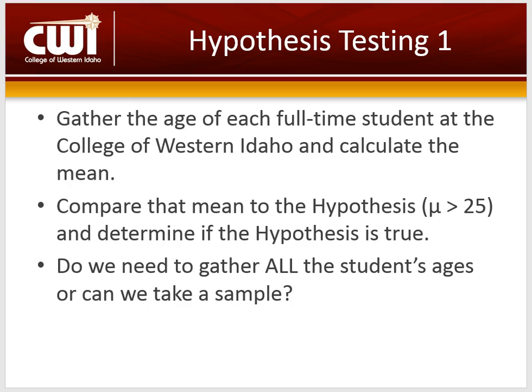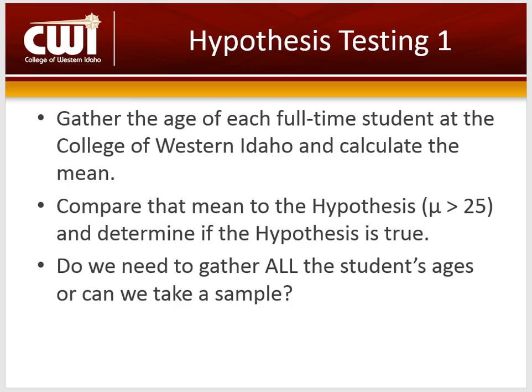We could confirm or refute the statement by gathering the ages of all of the full-time students at the College of Western Idaho and calculate the mean. We would then compare our result with 25 and see if the true mean is greater than 25. If the mean is greater than 25, the statement is true. If the mean is less than 25, the statement is false. That would be the end of the problem.